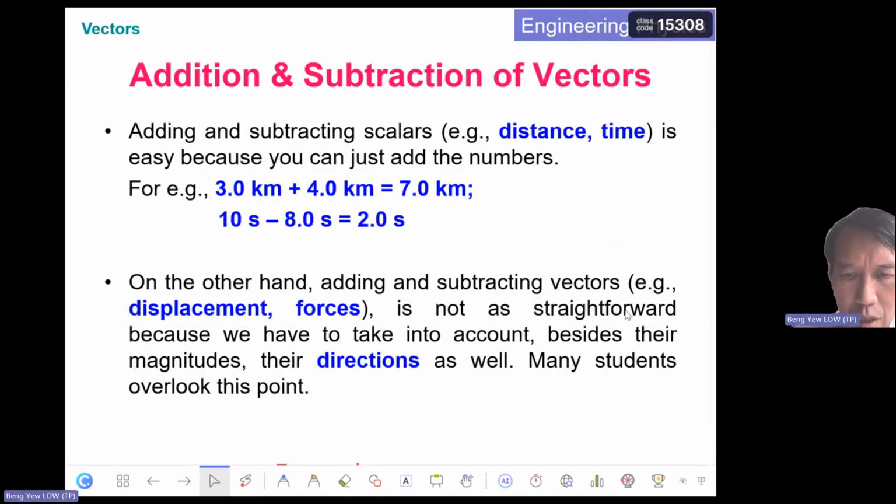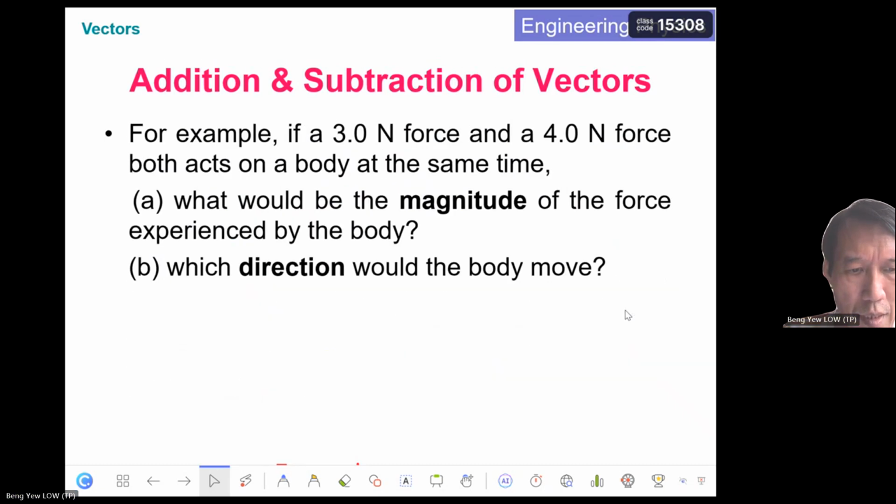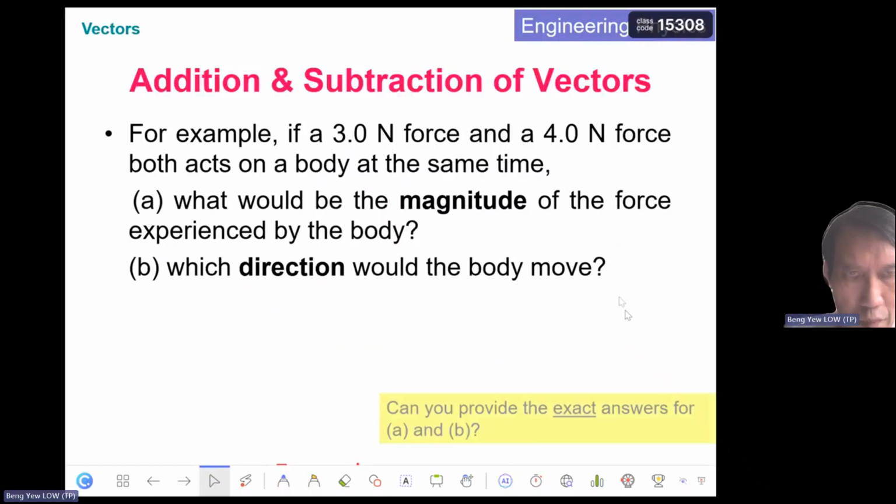We add scalars as we do with numbers. However, vectors, because of their direction, cannot be simply added together unless they are in the same direction. For example, if a 3 Newton force and a 4 Newton force acts on a body at the same time, what would be the magnitude of the force experienced by the body? Which direction would the body move?